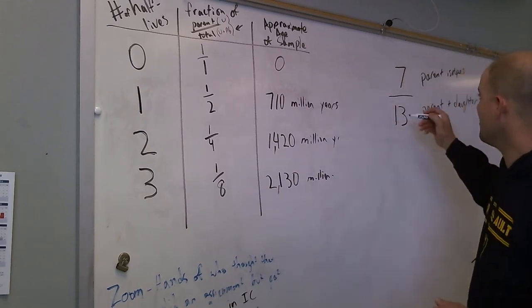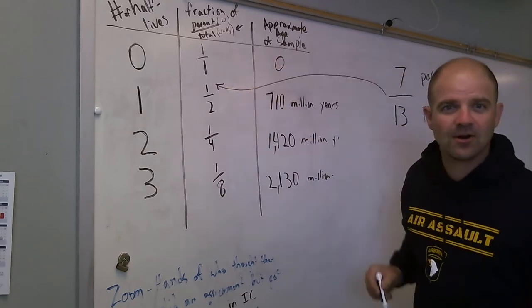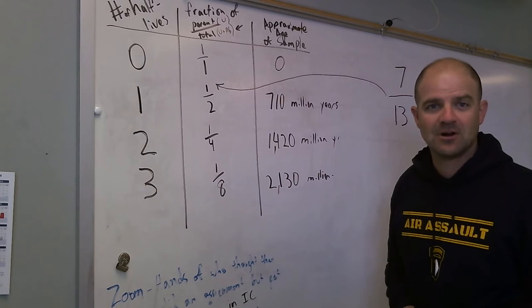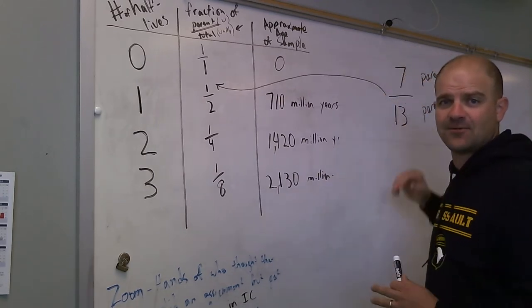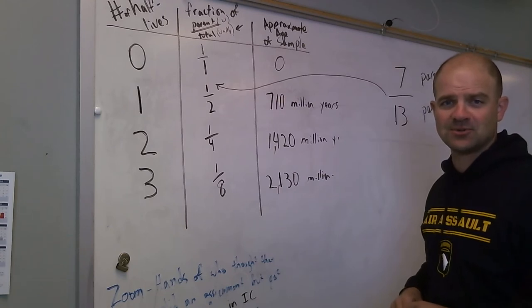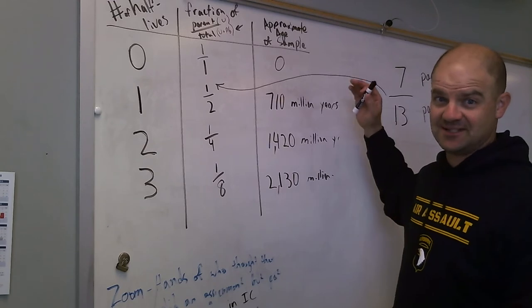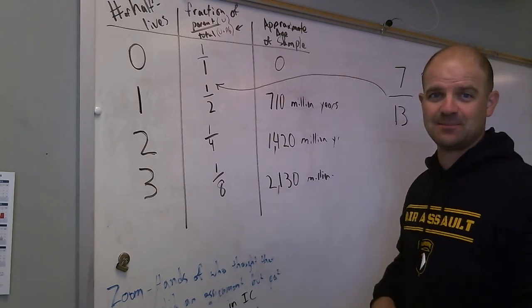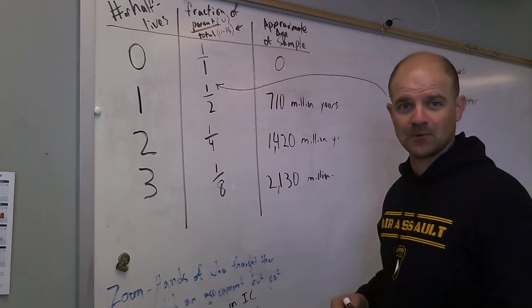So if we're more than a half, that means this fraction fits right here in between a whole and a half. All right, so based on the fraction of parent to total isotopes in our decay series, we already know that our sample is somewhere between 0 and 710 million years old. So it's not all that old when you're talking about zircon crystals. It's a pretty fresh one, okay?